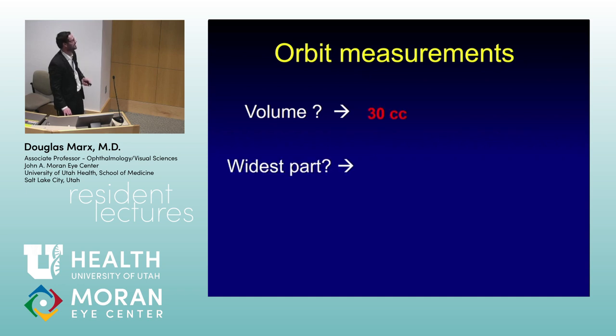Okay, the orbit: 30 cc's volume. The widest part is 1 centimeter posterior to the orbital rim. So why does that become important for me? Well, if I'm draining a roof abscess, an orbital roof abscess, right? If I make my lid crease incision or my brow incision or whatever I'm doing, let's say I do a brow incision, okay? And I'm coming down and I cut the periosteum, and if I just go straight back, I'm into orbital contents. Who knows what, right? Whereas if I aim up, because remember the orbit goes up, right? It gets deeper, then I'm going to get into the actual plane I should be in.